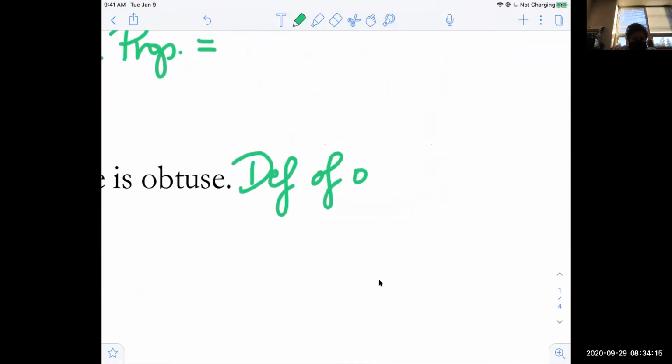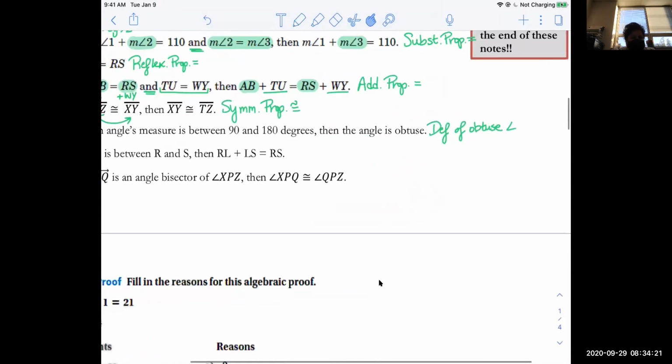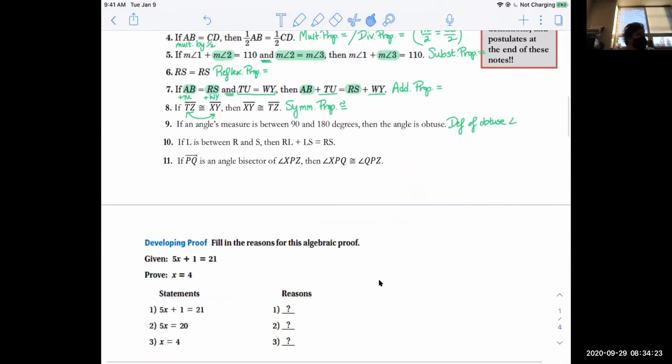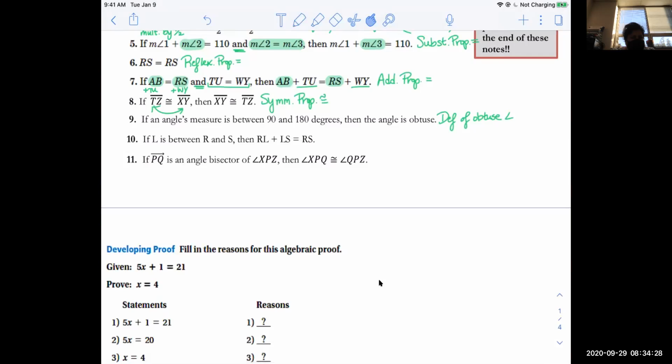Now, I told you that you can always write definitions in biconditional form. Usually on these problems, they won't be written in if and only if form. Usually they'll be written in if then form. Okay. How about number 10?